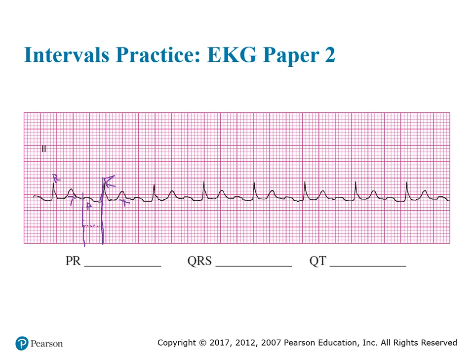So 1, 2, 3, 4, 5, 6. Yep, 6. Okay. So 6 times 0.04. And then it'll give you an answer. And then of course you always have to put seconds.